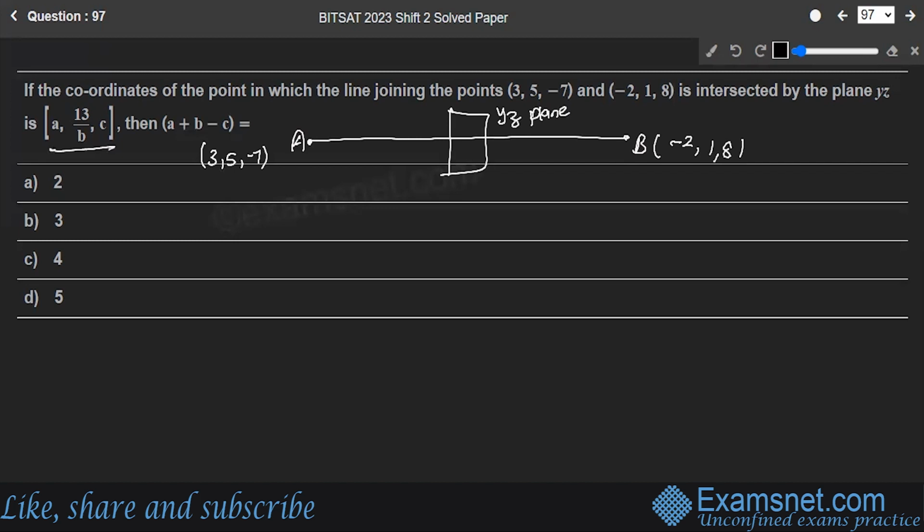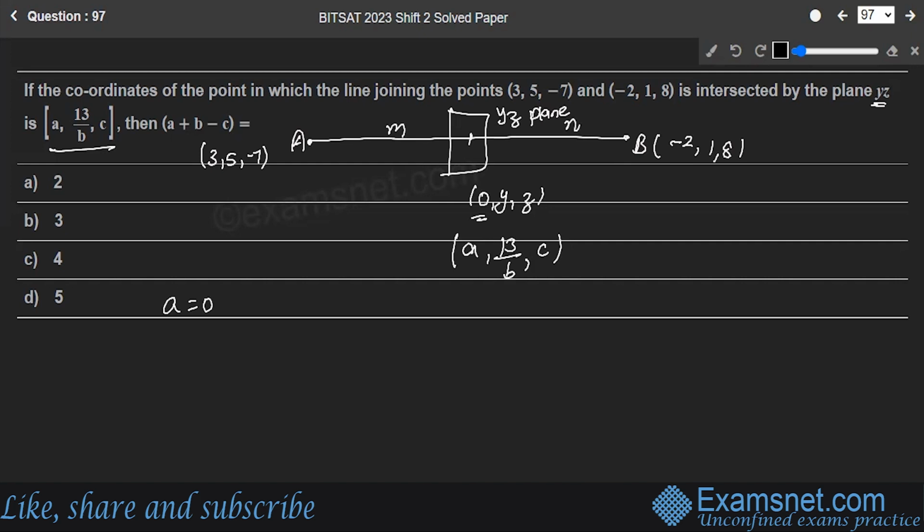And this point, intercepted by the YZ plane, is this. So see, any point on the YZ plane will have the coordinates 0, y and z. The x coordinate will be 0. So if this is equivalent to A, 13 upon B, comma C, which means A is for sure equal to 0. To find out y and z, I first of all need to find out the ratio in which they are being divided.